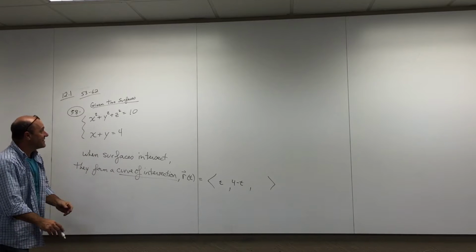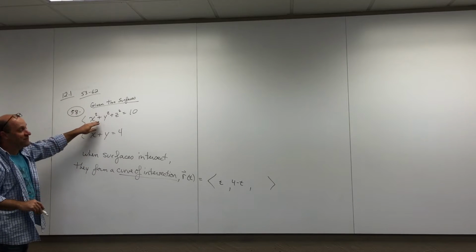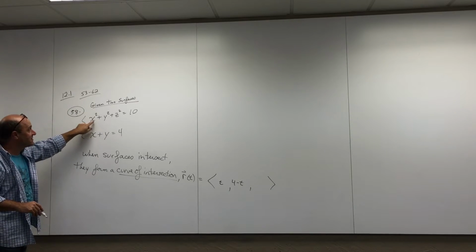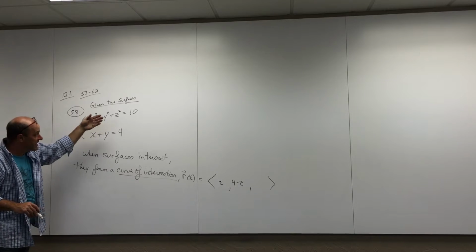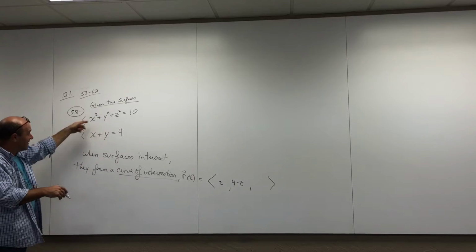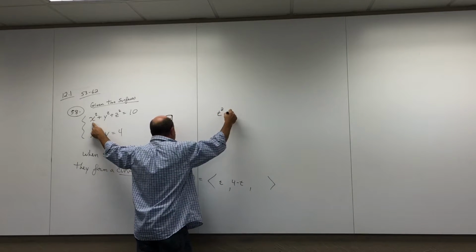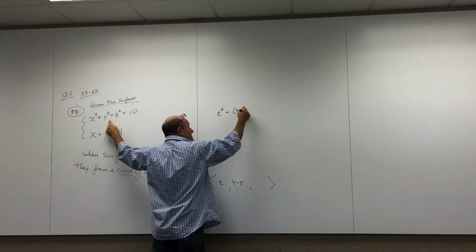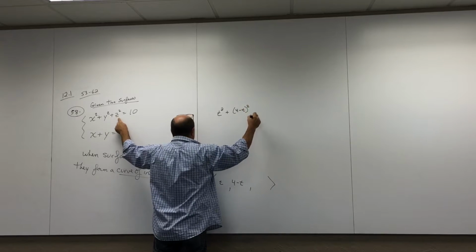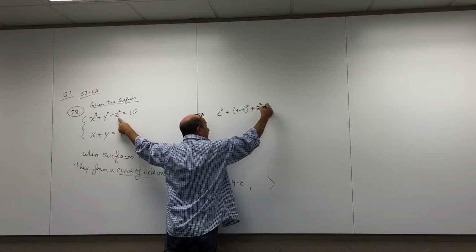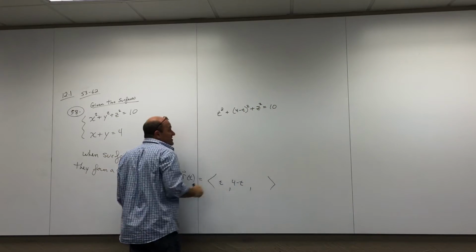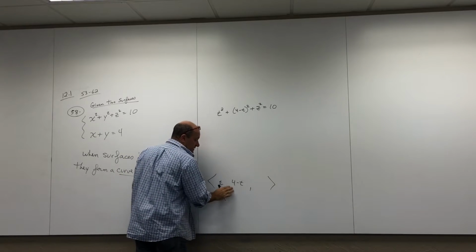How do I get z? Well, then I maybe go up to that first equation and plug in my x and plug in my y, and I'll get z in terms of t. That one's kind of a mess, but let's do it. X is t, so that's t squared. Y is 4 minus t, and it's squared. And then that's a z squared, and it adds up to 10. And I want to solve for z. It does get a little nasty here.